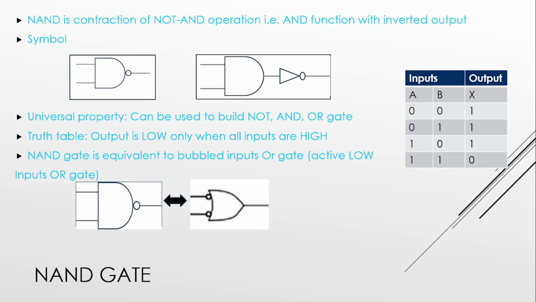And what will be the symbol? Simply we have to put a bubble, which is representation of inversion, towards output of the AND gate, and we get a NAND gate as shown in this figure. Bubble represents a NOT gate since output is inverted. So AND gate, and towards its output there is a NOT gate. It represents NOT AND operation, or it represents NAND gate.